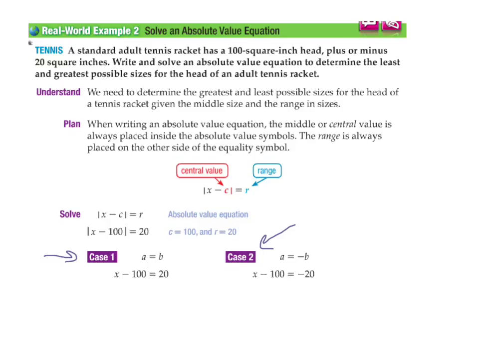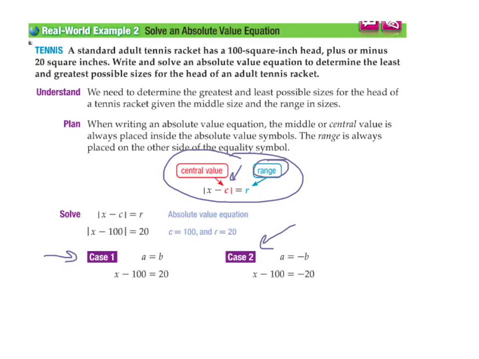And then we need to talk about, when solving, how to break this into actually two different equations to help us solve, one for the maximum and one for the minimum. So it says the plan: when writing an absolute value equation, the middle or central value is always placed inside the absolute value symbols. The range is always placed on the other side of the equality symbol. So you can see here, right in the center, the central value goes inside the absolute value bars, and the range goes on the outside.